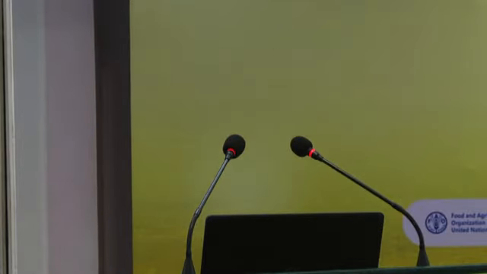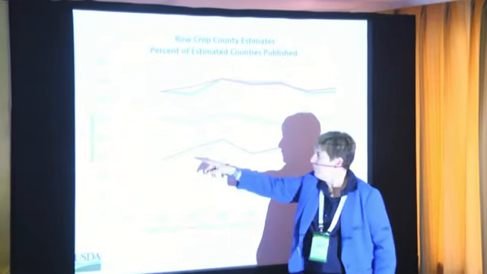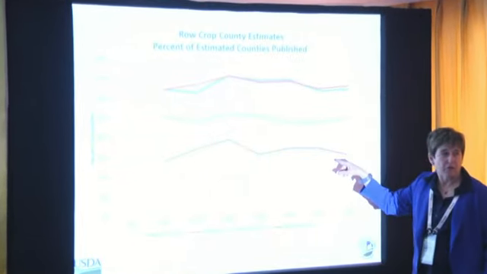Now, here's the challenge. In order for NASS to fulfill everything that's desired by FSA, we need estimates for all corn-producing counties in the U.S. And if you'll look, the best we're doing is about 70% over time. It's not getting any better, it's decreasing. So you'll see the percent of the estimated counties is about 70%. For sorghum, we're in the 30 to 40% range.